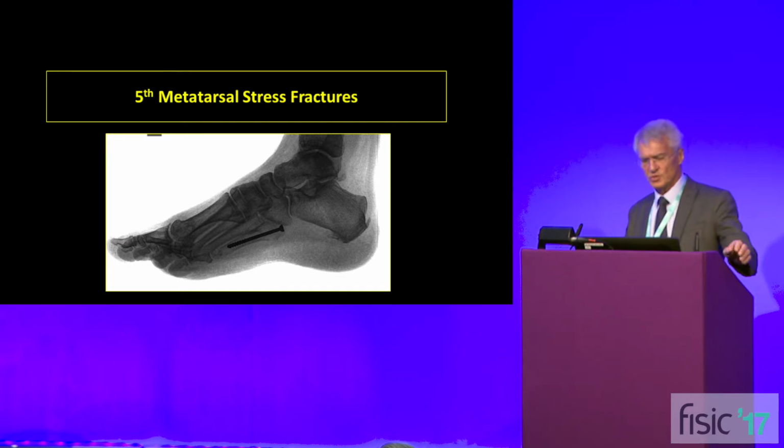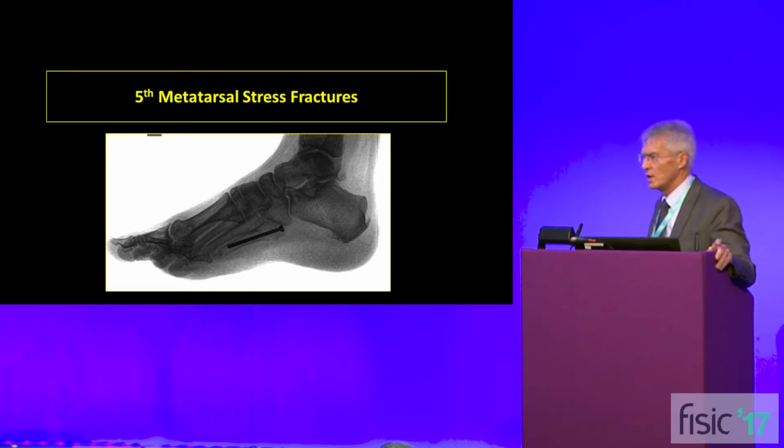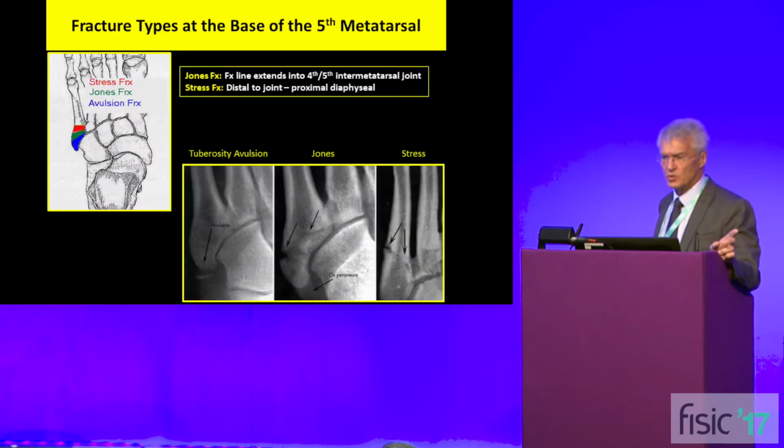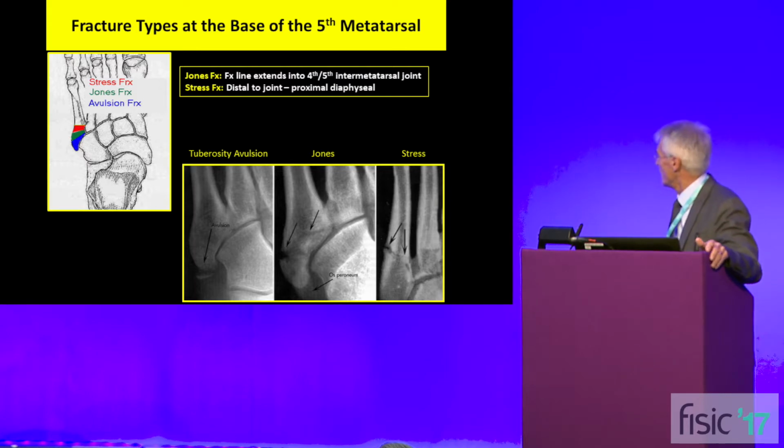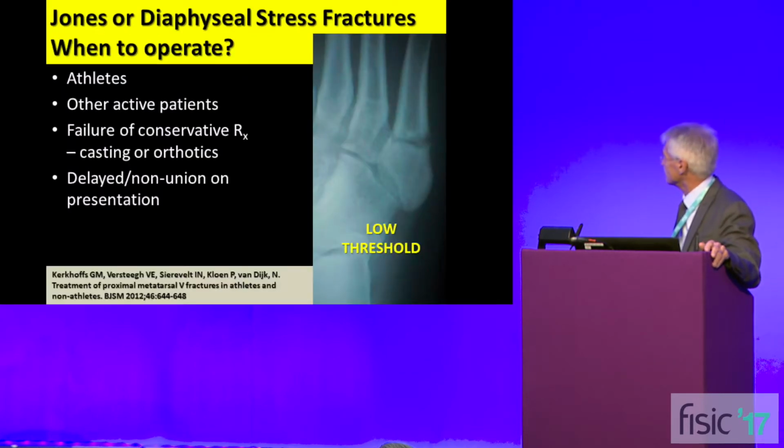Right, fifth metatarsal stress fractures. What we've got to do initially is be sure what we're talking about. So we've got tuberosity fractures, we've got the classical Jones fracture, where the line actually runs into the articulation between the fourth and the fifth, and then we've got the stress fracture. Essentially, the personality of the fracture gets worse because of biomechanical and vascular issues as you go distally.